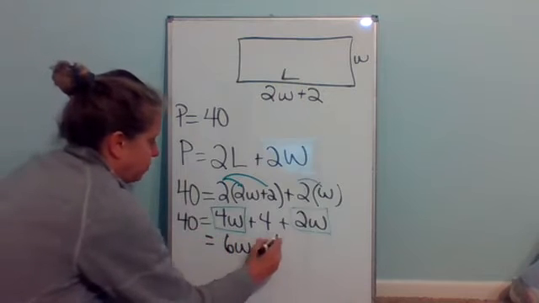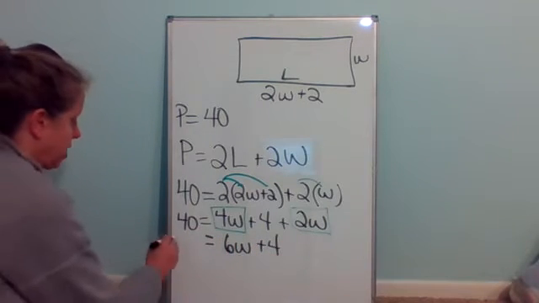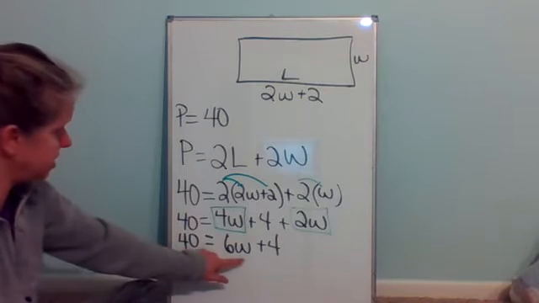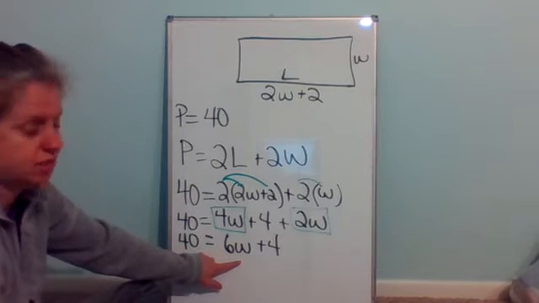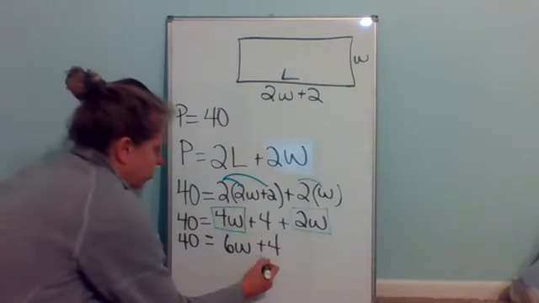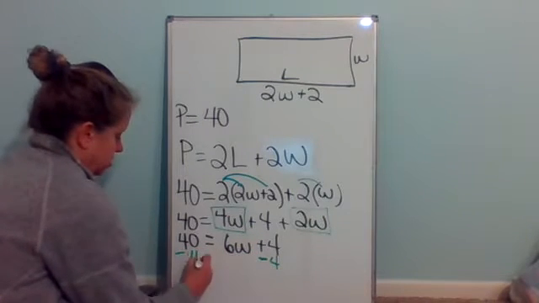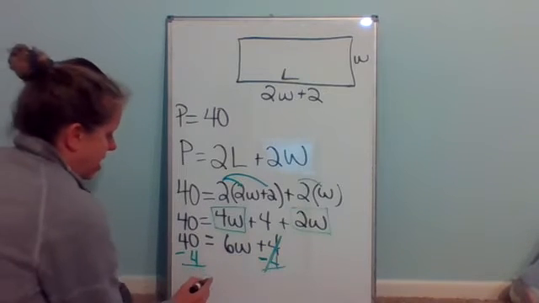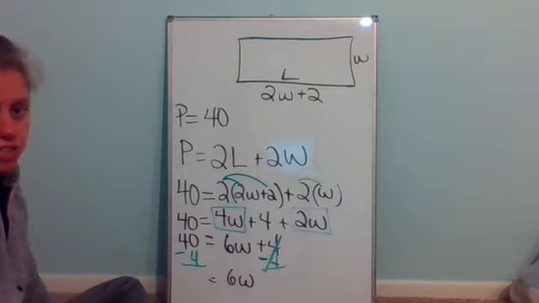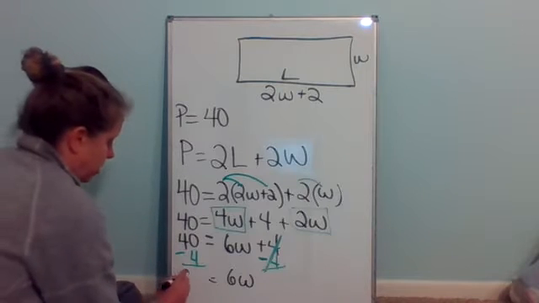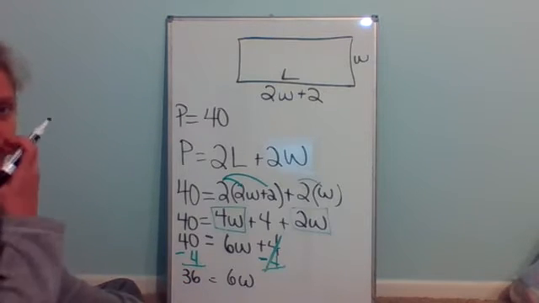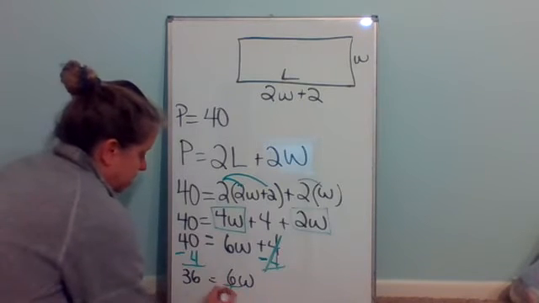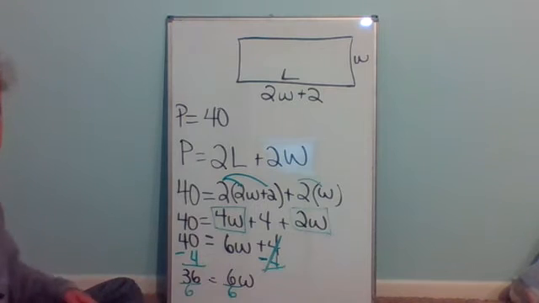Again, just drop down that plus 4. Over here, I've got a 40. So look how close I am to getting this w by itself. I need to get rid of the plus 4 with a minus 4. So now I have 6w is all that's left over there. 40 minus 4 gives me 36. So all I have left to get this w by itself is divide by 6.